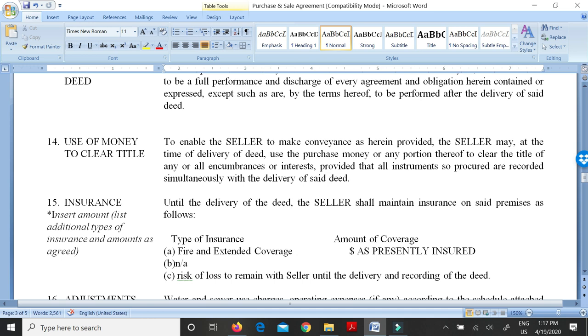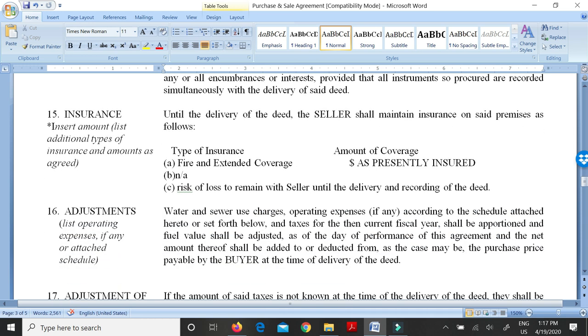The mortgage, outstanding taxes, outstanding water, and then depending on your city or state, there might be other things for which you adjust. Paragraph 15 indicates insurance. The risk of loss remains with the seller until the deed is delivered and recorded. The buyer does not become owner until the deed is recorded.